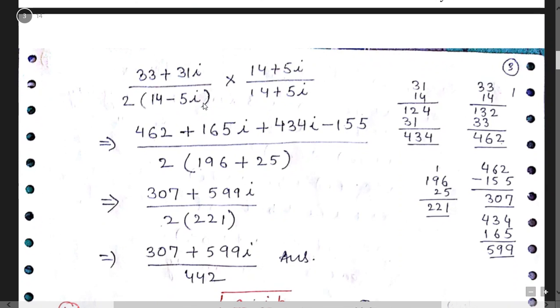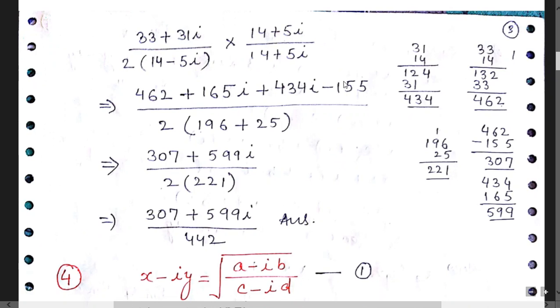Taking 2 common from the denominator and then rationalize. 33 plus 31 iota multiplied by 14 plus 5 iota. 33 multiplied by 14, it's 462. 33 multiplied by 5, it's 165. 31 multiplied by 14, it's 434. 31 multiplied by 5, it is 155. Negative sign is there because of iota square.